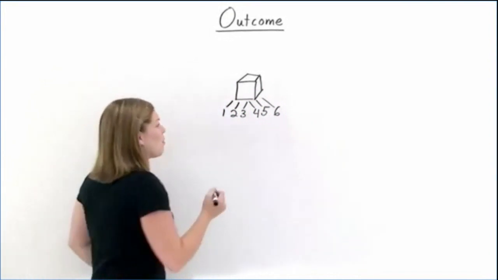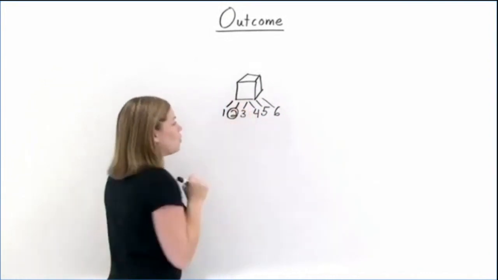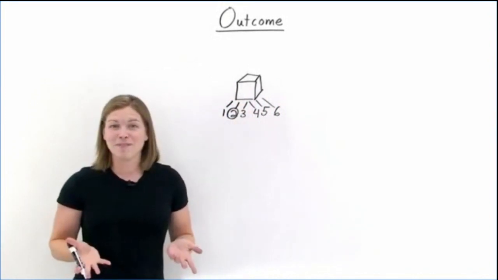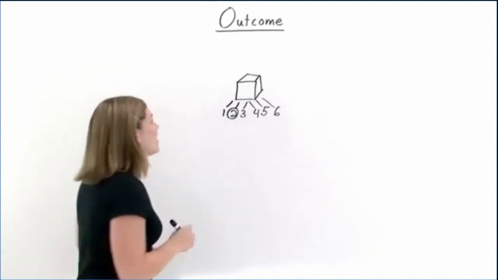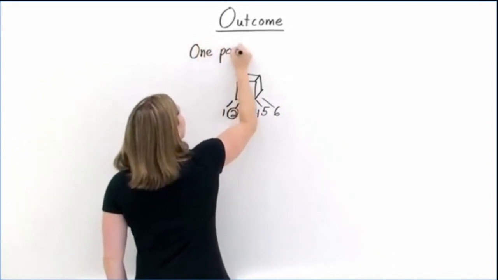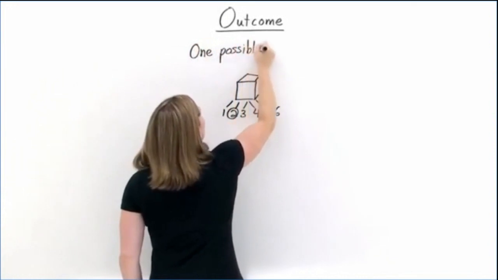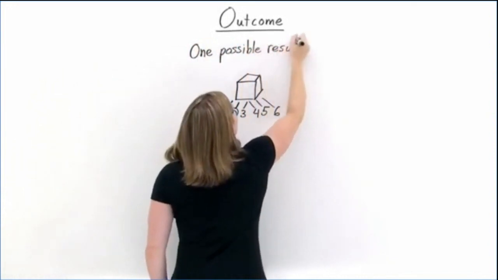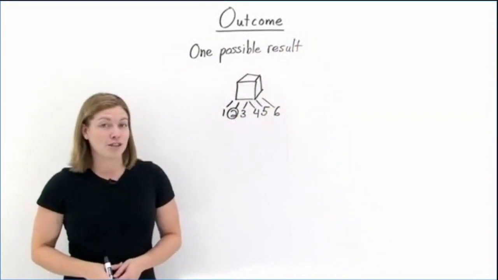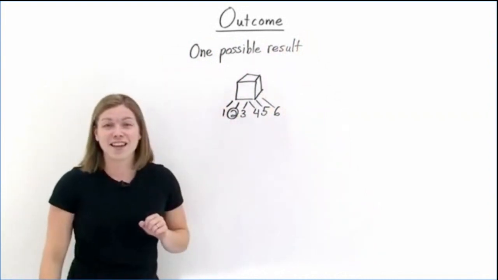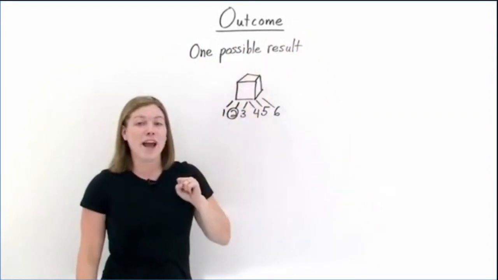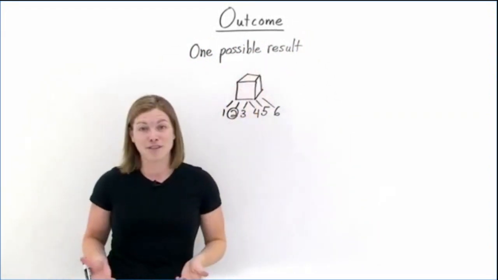So say, for instance, that we rolled this 6-sided die and we rolled a 2. That 2 is our result. It's our outcome. So now that we've seen an example, let's look at that definition. An outcome is one possible result we can have from an experiment. So if you have an experiment, like drawing a card from a deck of playing cards, or rolling a 6-sided die, the possible results that you can have are your possible outcomes.